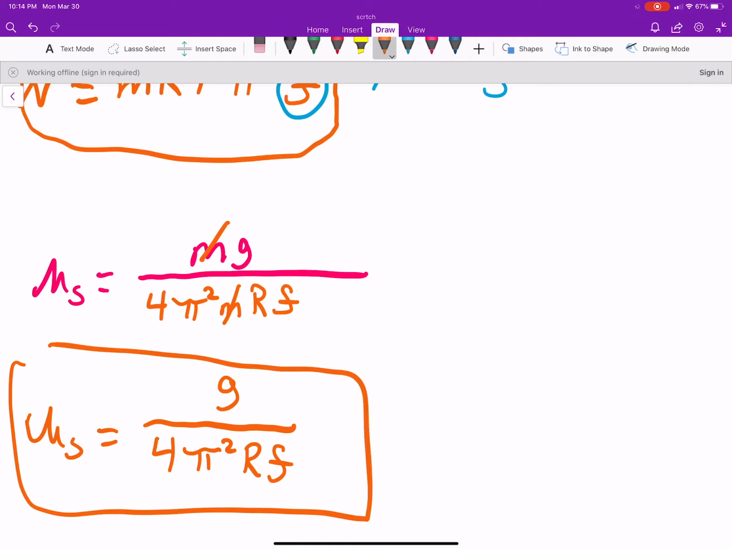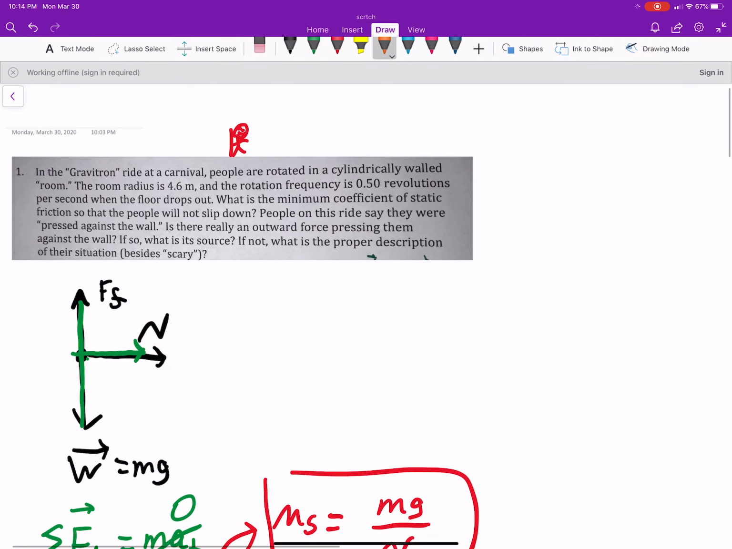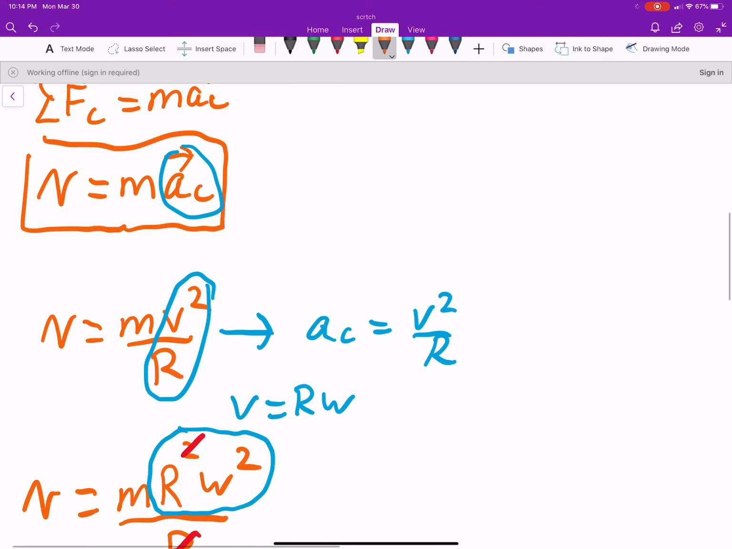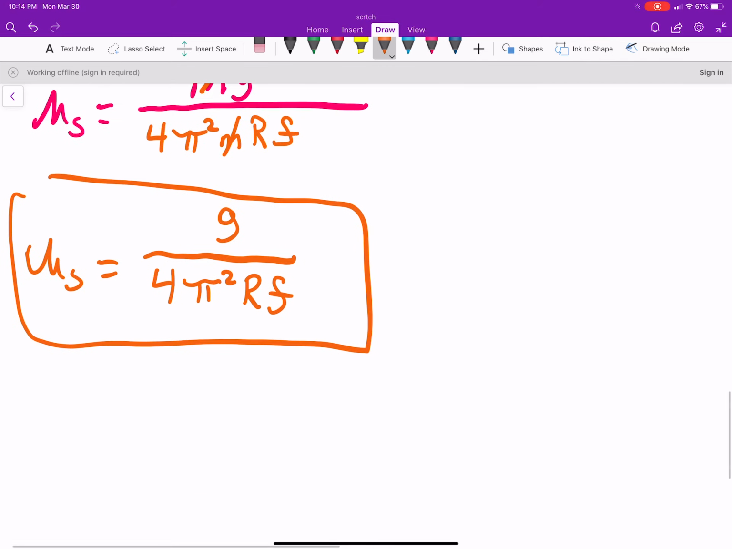And we have all these values. Let's see, gravity is 9.81 divided by 4 pi squared times the radius, which was 4.6, times the frequency, which was 0.50, squared. So you should get a coefficient of friction of about 0.11. And that's all there is to it.